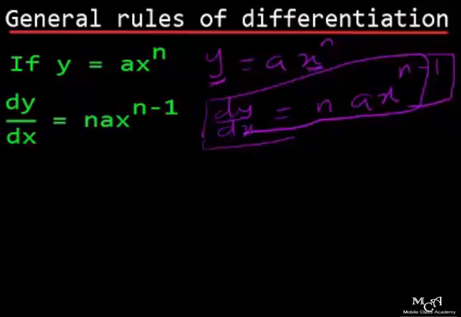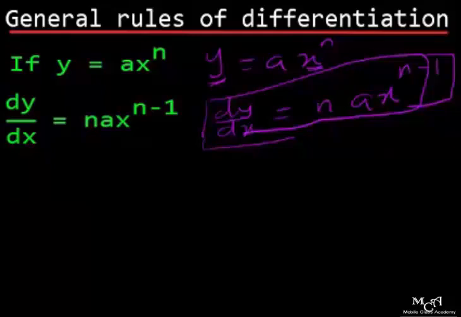The n is like the power. So the n is representing the power of the equation. Okay, so your n is just like the power, and the power can be negative, or it can be positive. So that is that for the general rules for differentiation.